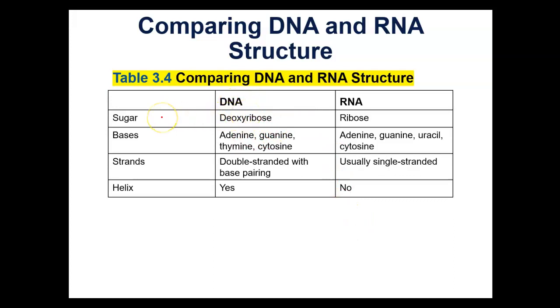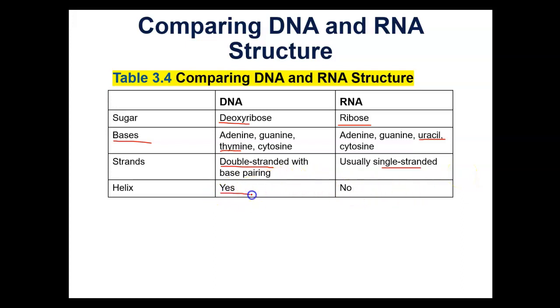Now, you will need to know this table. The sugar in DNA is deoxyribose. In RNA, it's just ribose. The bases in DNA are A, G, C, and T. The bases in RNA are the same, except instead of thymine, RNA contains uracil. DNA is typically double-stranded and RNA is single-stranded. The only time we see exceptions to this are with viruses.